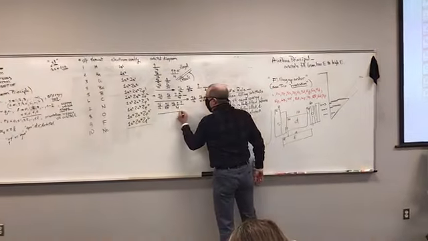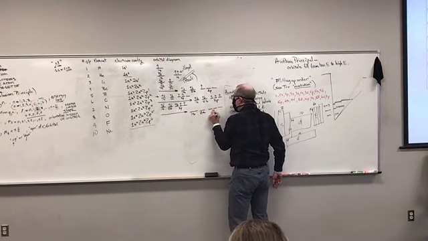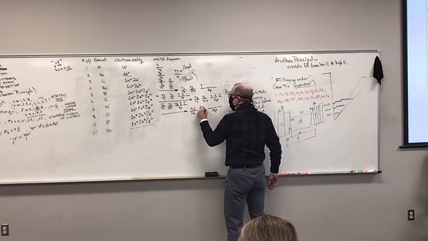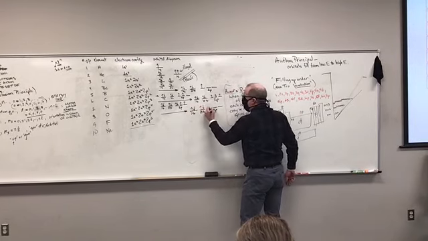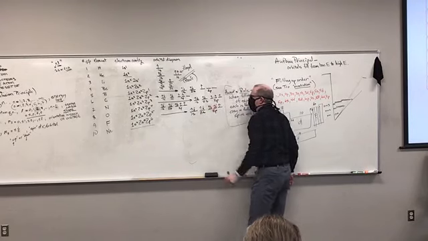So that means that fluorine, 1s, 2s, 2p. 1s2, up, down. 2s2, up, down. 2p5, 1, 2, 3, 4, 5.